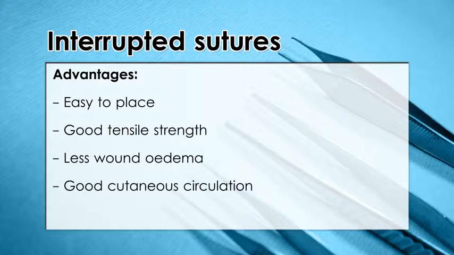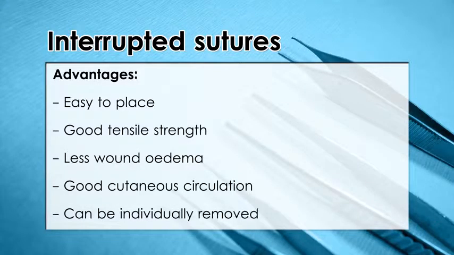Interrupted sutures also allow the surgeon to make adjustments to the alignment of the wound edges as the wound is sutured. They can be removed individually, for example if a patient develops a collection beneath a wound, unlike a running suture which would have to be removed in its entirety, allowing the wound to dehisce.